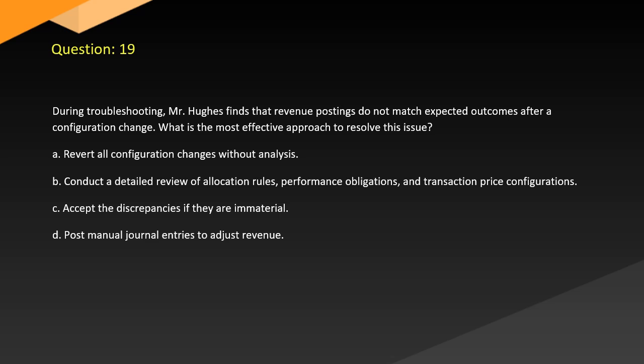A. Revert all configuration changes without analysis. B. Conduct a detailed review of allocation rules, performance obligations, and transaction price configurations. C. Accept the discrepancies if they are immaterial. D. Post manual journal entries to adjust revenue.